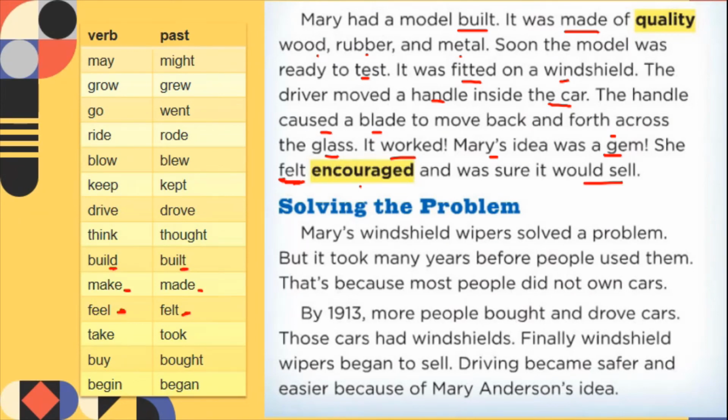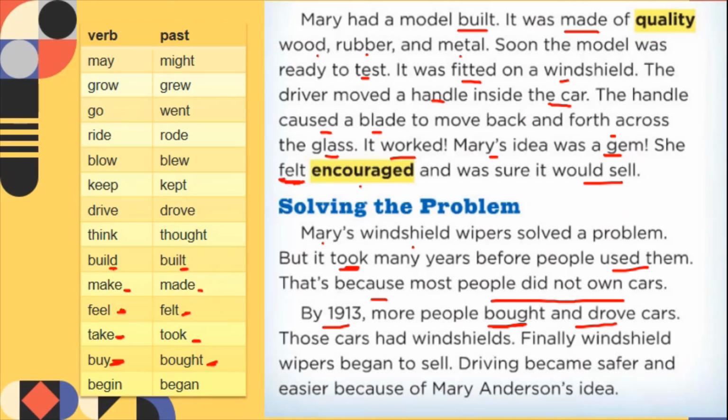Solving the problem. Mary's windshield wiper solved the problem, but it took. So took is in the past. It's take, and in the past becomes took. Many years before people used them. That's because most people did not own cars. By 1913, more people bought. So bought is the past of buy. Buy becomes bought in the past.